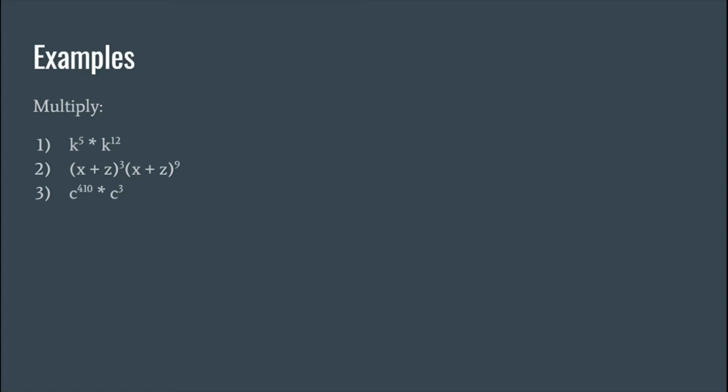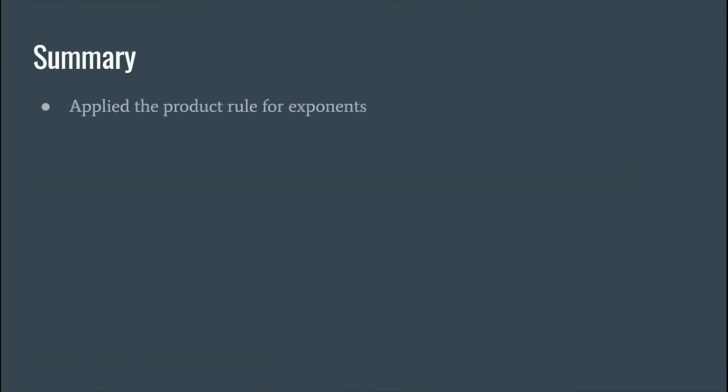Alright guys, let's sum this up. What we did was we applied the product rule for exponents. And it's pretty simple, right? Just make sure you got the same base that you're multiplying to each other, and then you can add the exponents together.